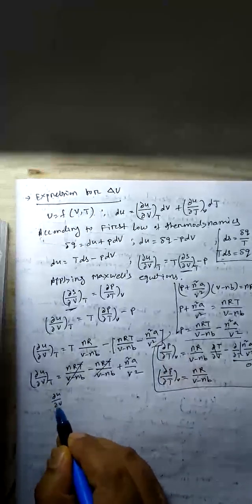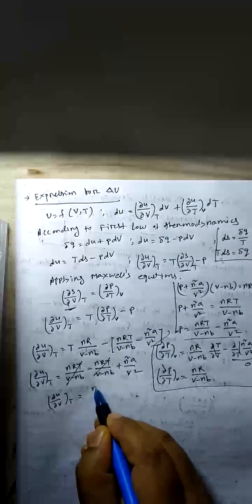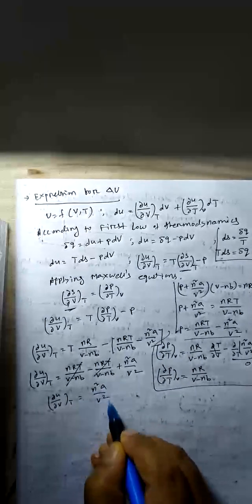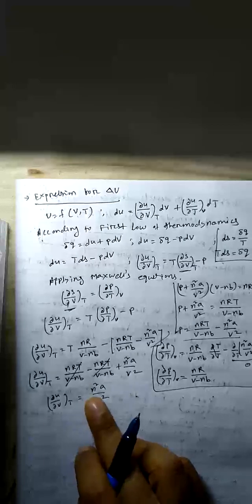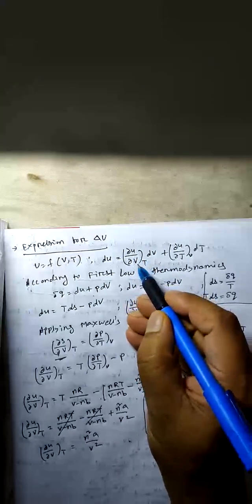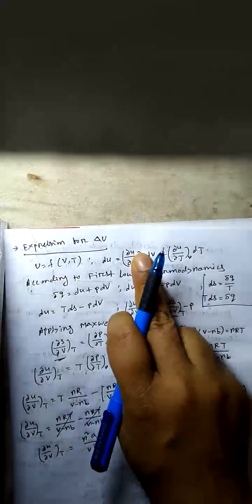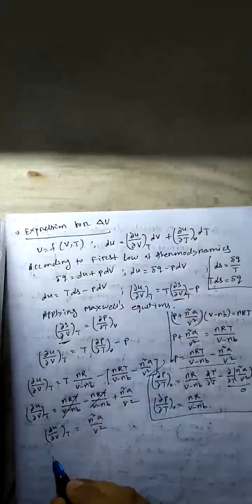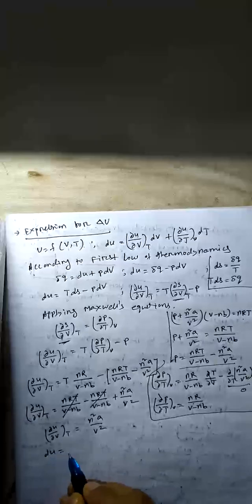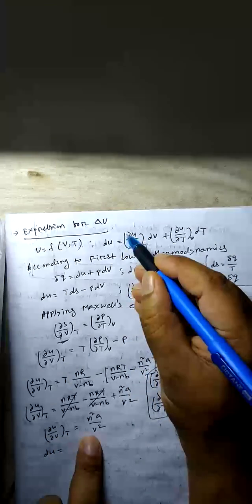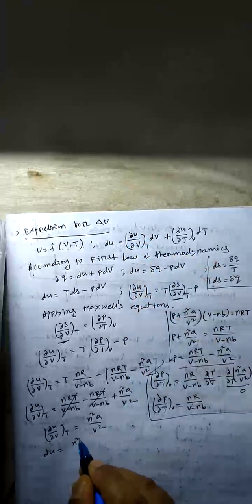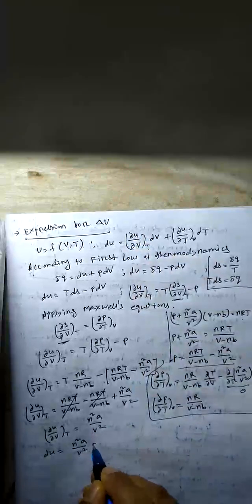∂U/∂V at constant temperature is equal to n²a/V². Now I have put this value of ∂U/∂V at constant temperature in this equation. Now put this value in the first equation, the dU equation. We get dU equal to (∂U/∂V) at constant temperature, and I put this value here, n²a/V² dV.